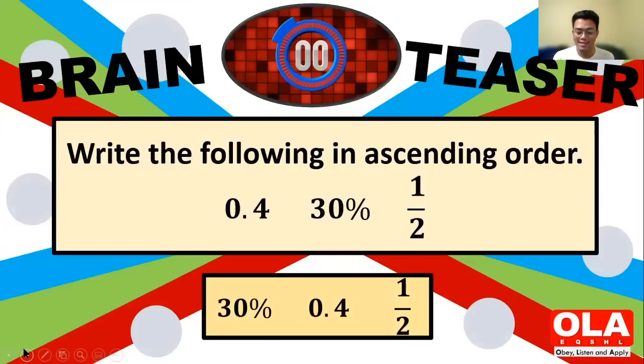When we mean by ascending, it must be from least to greatest. Okay, and this will be our lesson for today. Our lesson is to compare and order rational numbers using fractions, decimals, percents, integers. We will be doing that here today.